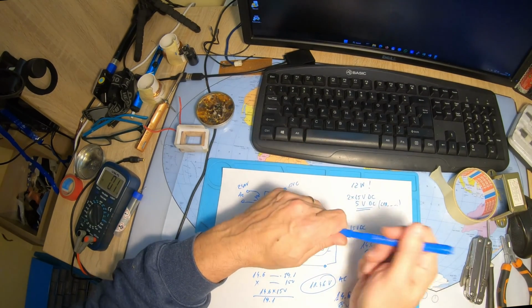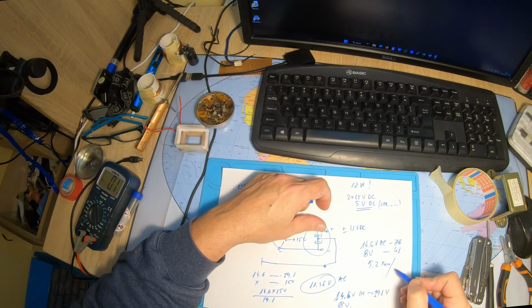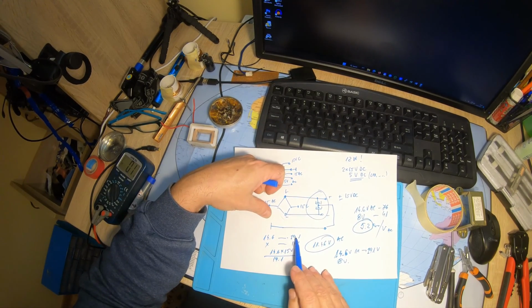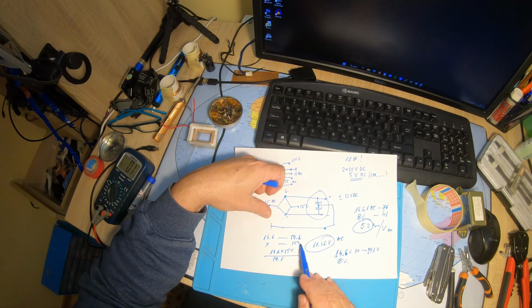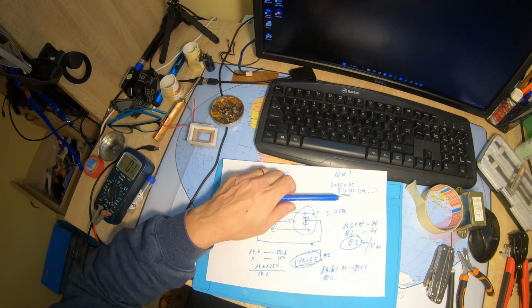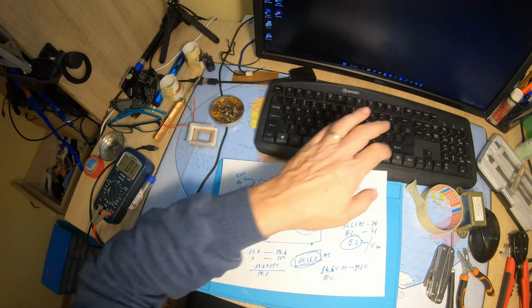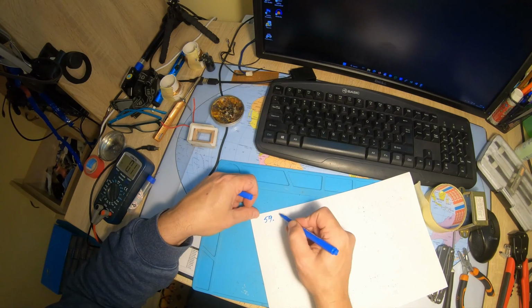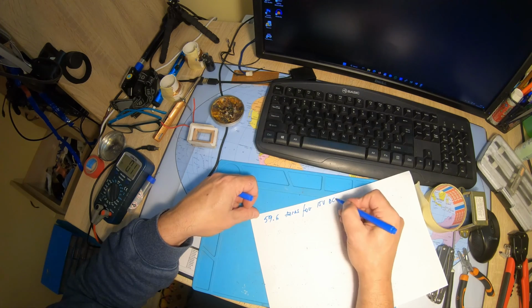Like 5.2 turns per volt AC. In my situation, when we had 14.6 volts AC, we got 19.1 volts after the rectifier and the filtering. And to have 15 volts, we need 11.46. And if we multiply this with 5.2, I'm going to have 59.6 turns for 15 volts DC.